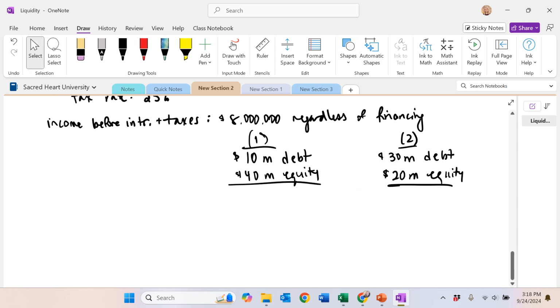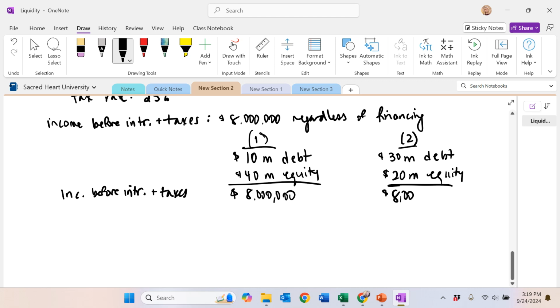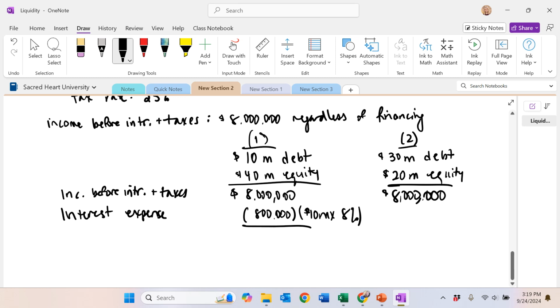Okay, so what would this do to the company's financial statements? Regardless, income before interest and taxes is going to be $8 million. There was a 16% return on assets. And then let's look at what the rest of the income statement would look like. Interest expense in scenario 1 would be $10 million times 8%, or $800,000. And so for scenario 1, income before taxes is going to be $7,200,000. Okay, so small amount of debt, small amount of interest expense.